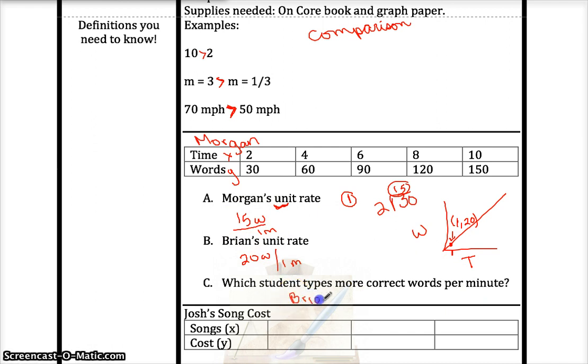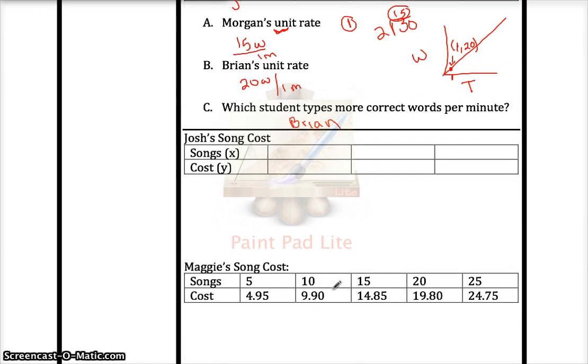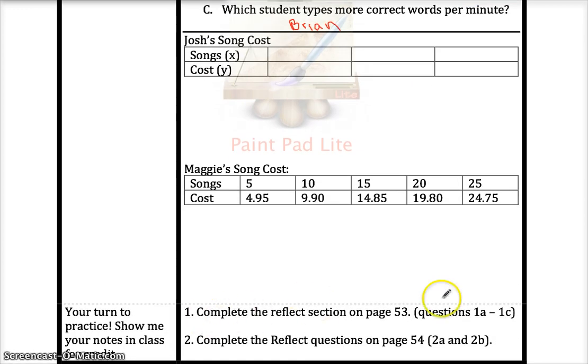That's it, very simple. Then there are 3 reflect questions on page 53, and for your practice, I'm asking you to complete those. If you are not following along in your book, please turn to that page and write the answers on the back of this page, so that way I can stamp it and make sure that you did them. So there's 3 questions, 1A, B, and C.